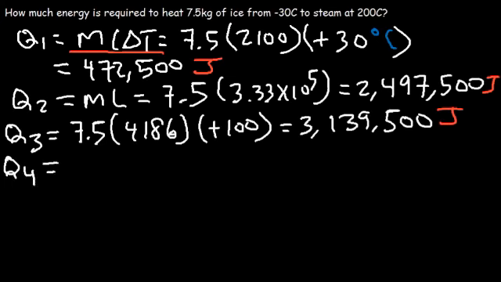Now Q4 is a phase change. So it's going to be m times L. It's the mass of 7.5 times the latent heat of vaporization, which is 22.6 times 10 to the 5.